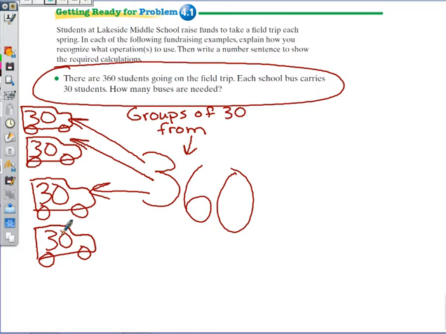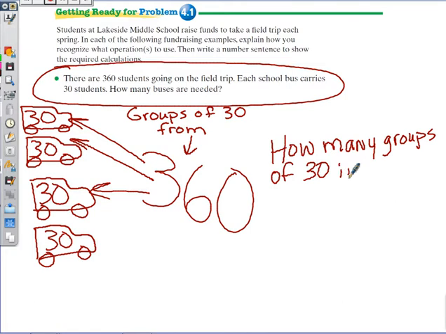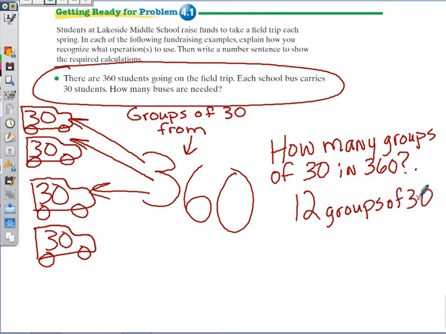So tell me, how many 30s are in 360? How many groups of 30 in 360? All right. Hopefully, you know it's 12 groups of 30. If not, keep drawing your buses and figure it out.